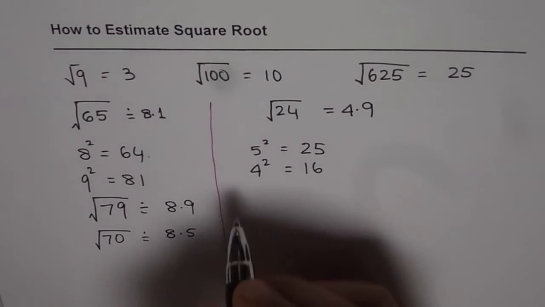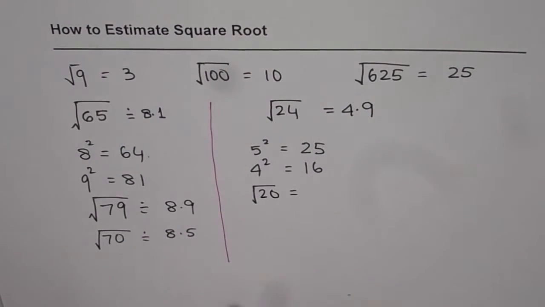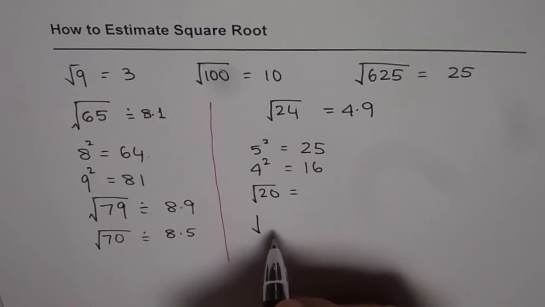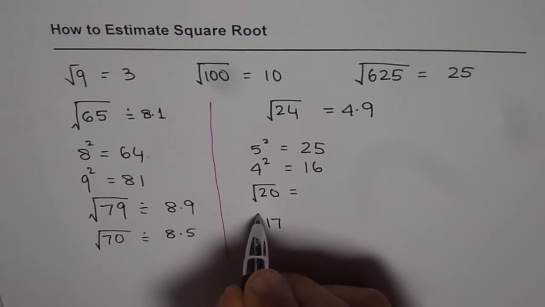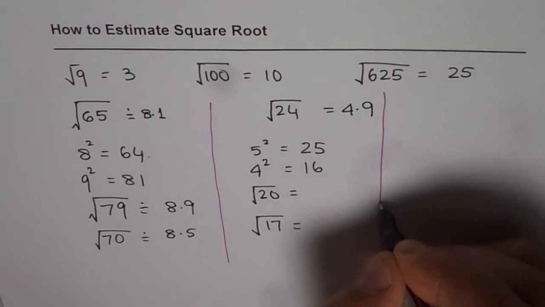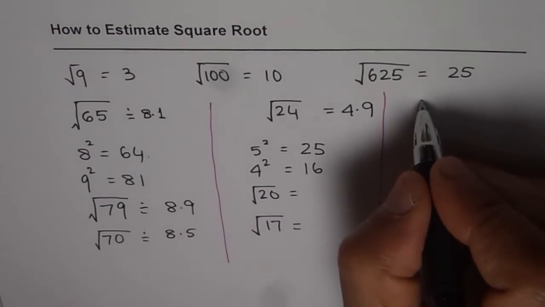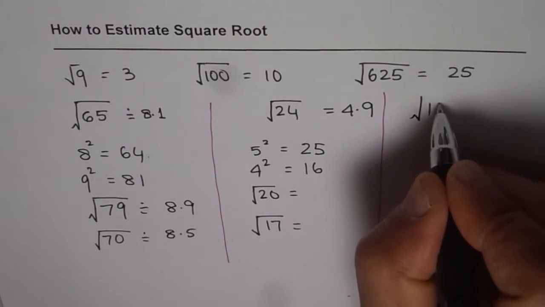You can make similar estimates for square root of 20. Figure this out, and let us say square root of 17. So this will be an exercise for you. Well, let's take more numbers. So let me take a bigger number this time. Let's say the number is square root of 118.